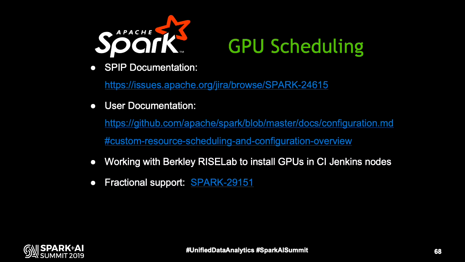Something else related to this, we're working on fractional support. Right now you can ask for whole integers, basically. I can ask for 1 GPU, 2, 3, 4, but you can't say I want 2 tasks on a single GPU. And so we're working on that. There's actually a pull request up for it, and it'll be in 3.0.